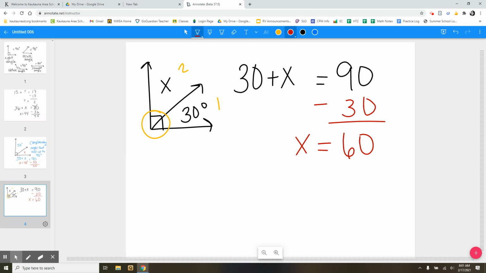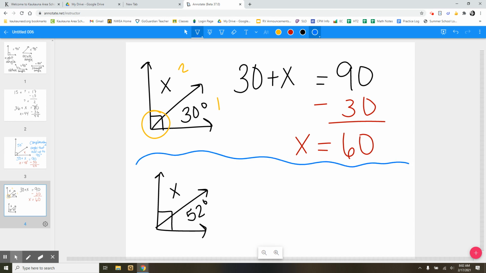Let's try another one. This is in fact a 90-degree angle because it is identified by the box in the corner. I'm going to draw a line through and I'm going to say that this side is 52 degrees. I don't know what that side is. Okay. We can identify this as a complementary angle. Again, complementary angles are angles that add up to 90 degrees. We can continue to set this problem up by using the knowledge that both of these angles add up to 90 degrees.